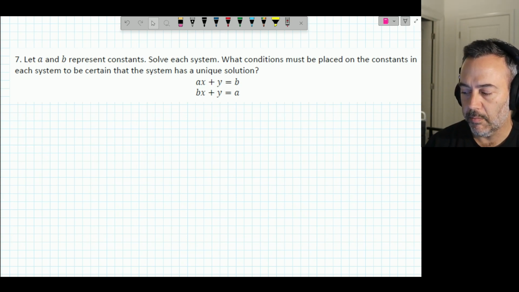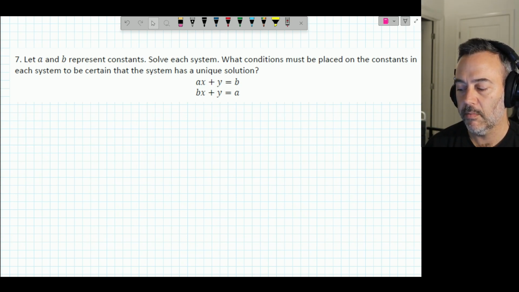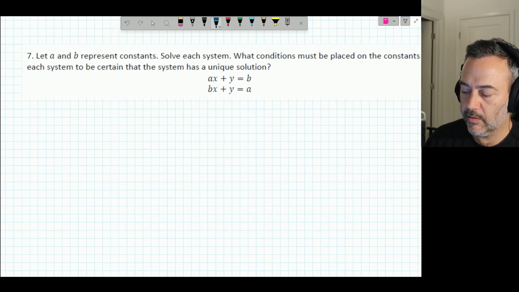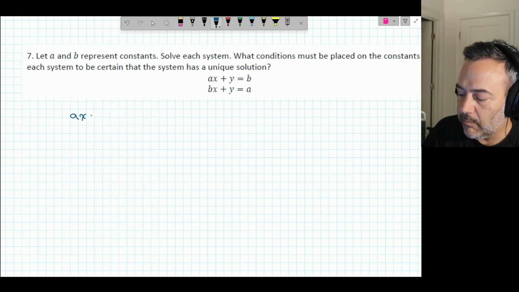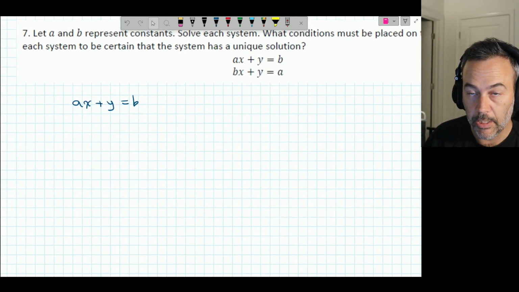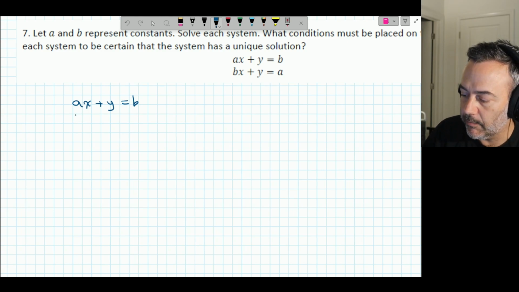What condition must be placed on the constants in each system to be certain that the system has a unique solution? So we need to solve it and put conditions for solvability. Definitely an honors Algebra 2 level question. So we begin by solving this, and because of the way it's presented, the natural approach would be to use elimination or the linear combination method.